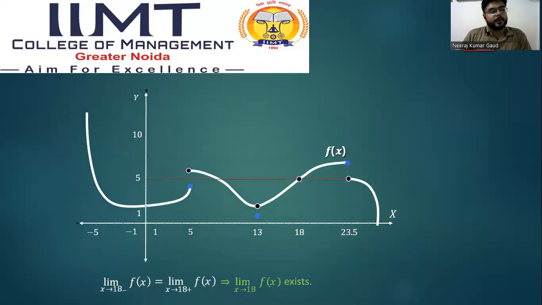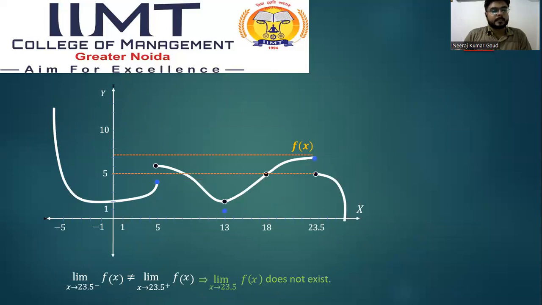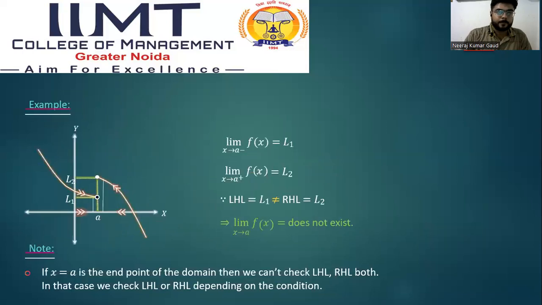Next, limit x tends to 18 negative f(x) equals limit x tends to 18 positive f(x), which implies limit x tends to 18 f(x) exists. Last, limit x tends to 23.5 negative f(x) is 5, and limit x tends to 23.5 positive f(x) is 7, which implies limit x tends to 23.5 f(x) does not exist because LHL is not equal to RHL.